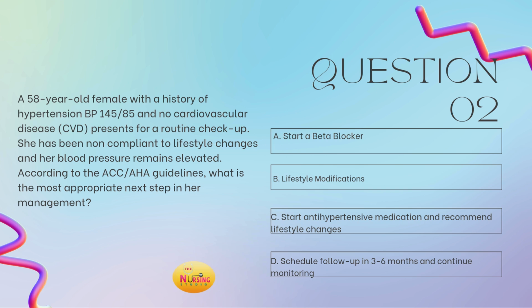All right, so the stem of the question here states, according to ACC and AHA guidelines, what is the most appropriate next step in her management? So this is a 58-year-old female. She has a history of hypertension. She does not have any other cardiovascular disease or any other listed medical history, but she has been non-compliant. Blood pressure is 145 over 85. That's in that range that even if they're healthy, you want to start some type of therapy, okay? If it exceeds 140 over 90, we're exceeding that 140 systolic range. So you want to start medications, right? So C would be your best answer because we need to start a medication, but you also want to recommend that she starts to be compliant with these lifestyle modifications, okay?